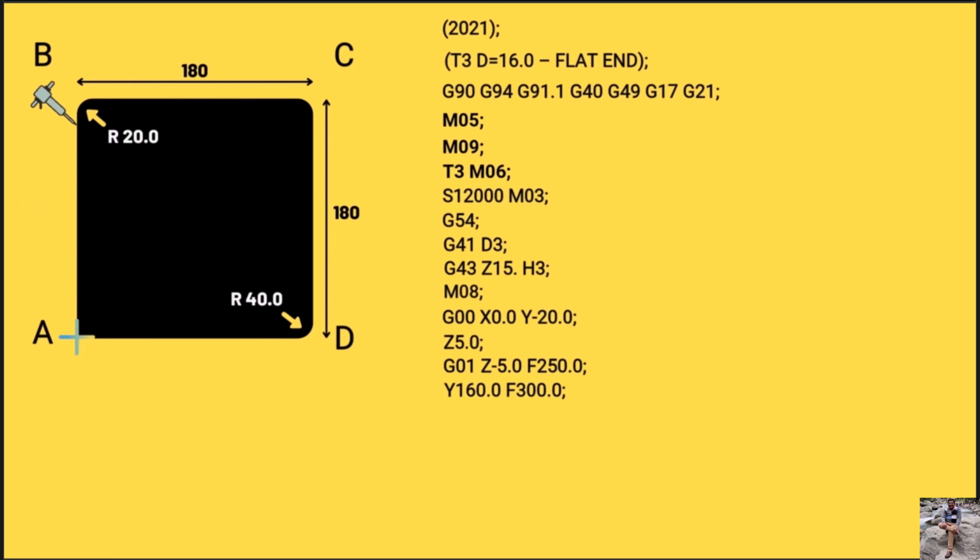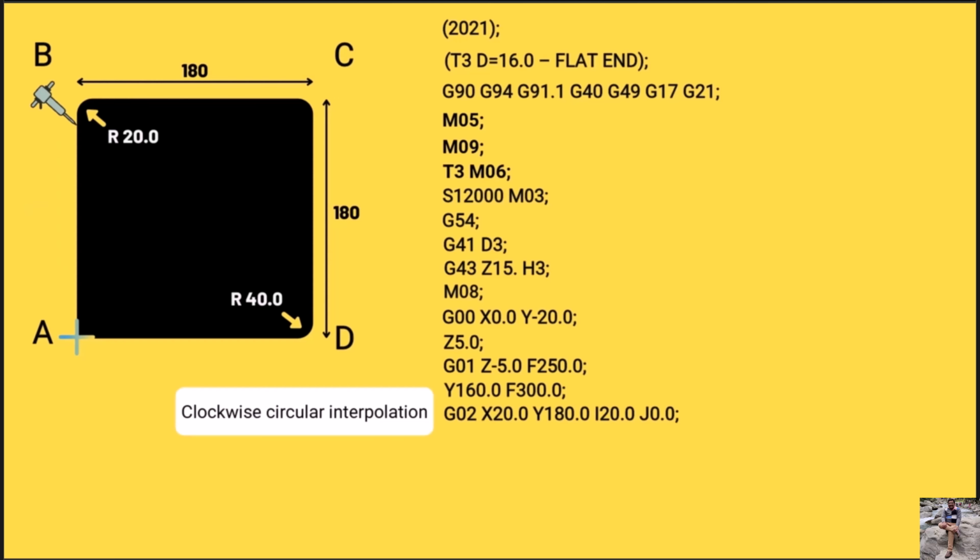We are now ready to cut our first radius, and for that we use G02. This is our clockwise radial move, so the machine knows which way the radius is going. We simply have to state a center point of the radius and an end point to be able to cut this.